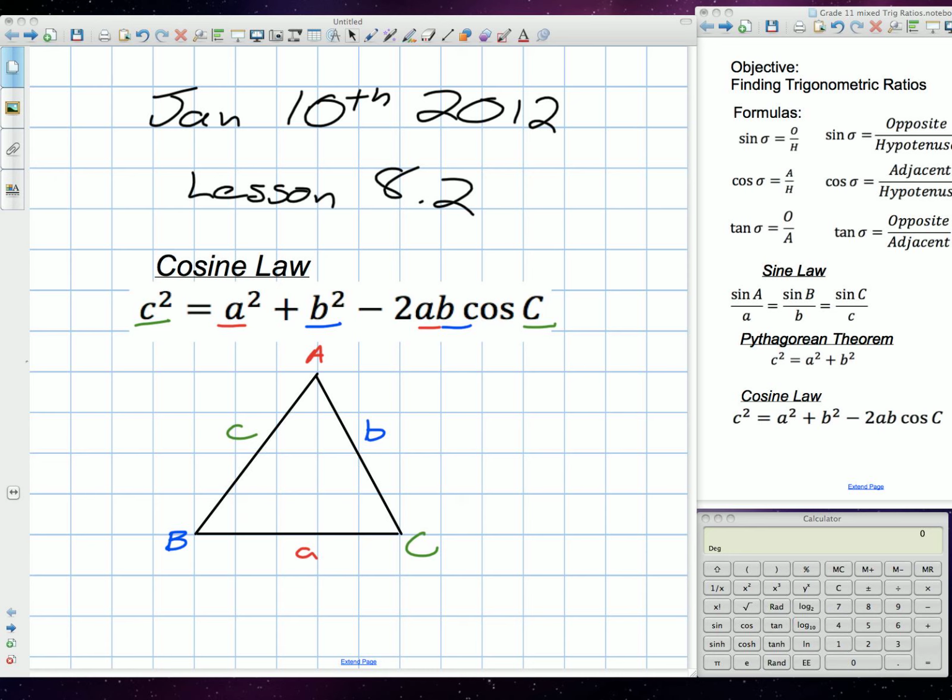All right, today is January 10th, 2011. We're on lesson 8.2. We're going to be doing cosine law. This is a little different from sine law.